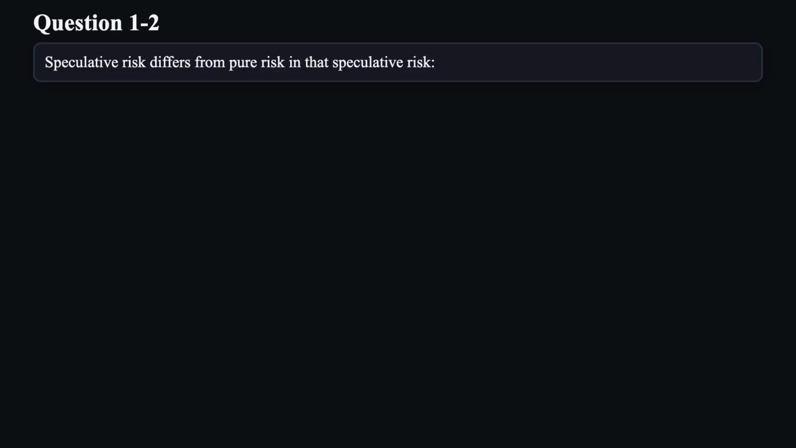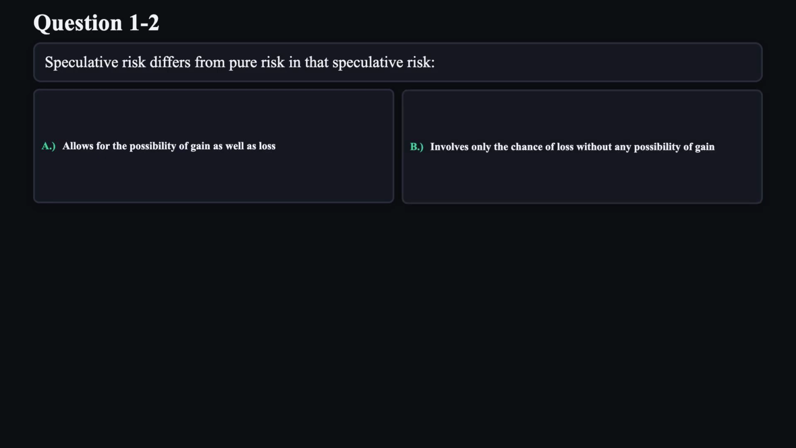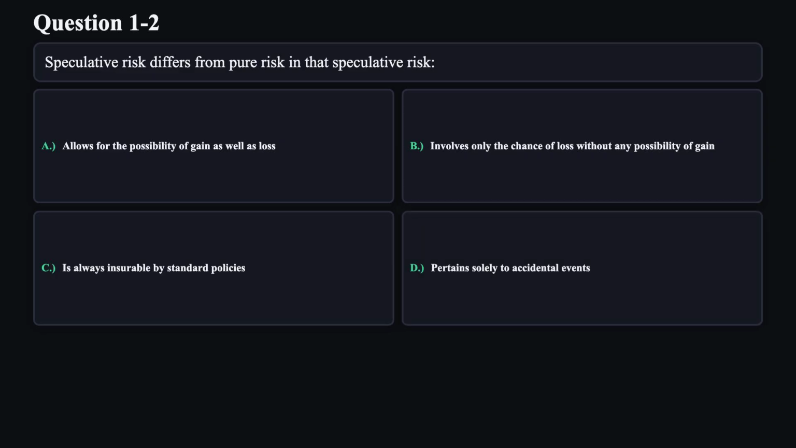Question 2. Speculative risk differs from pure risk in that speculative risk A. Allows for the possibility of gain as well as loss. B. Involves only the chance of loss without any possibility of gain. C. Is always insurable by standard policies. D. Pertains solely to accidental events.